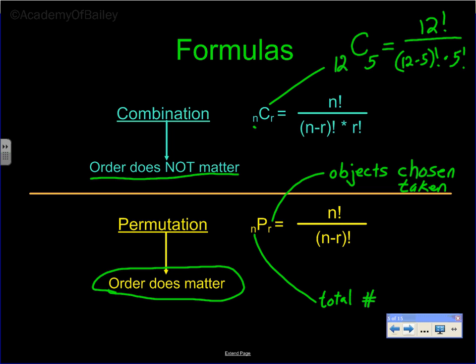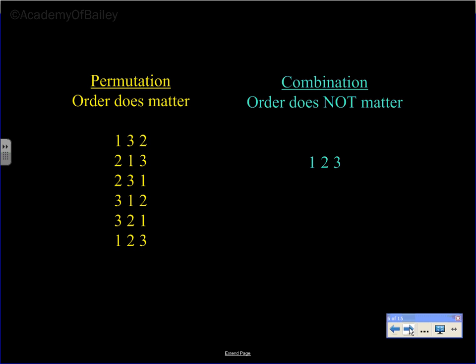All right. N is the total number of objects that you have, and R is the number of objects that you're choosing, or that you're taking out of the whole group. In a permutation, order matters. Say we choose the first 3 numbers, 1, 2, and 3. We're trying to figure out the number of ways that you can order these numbers.